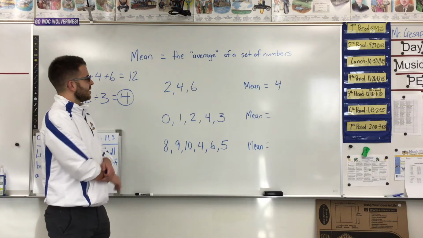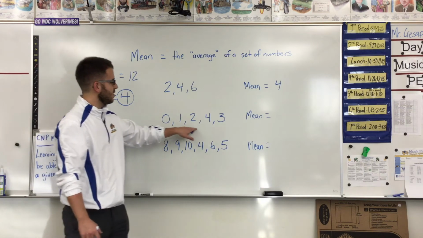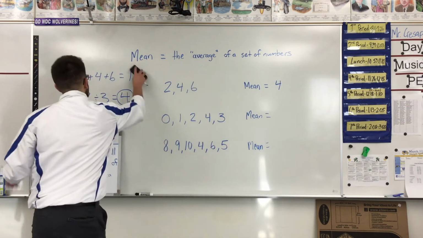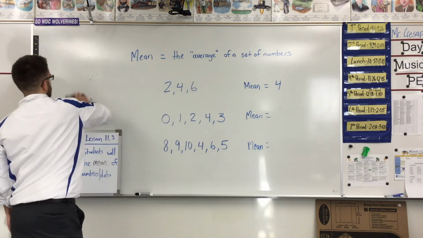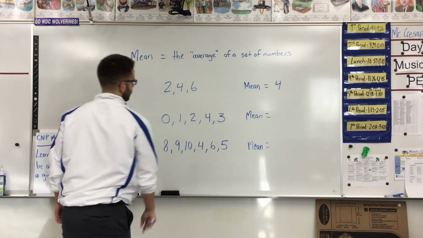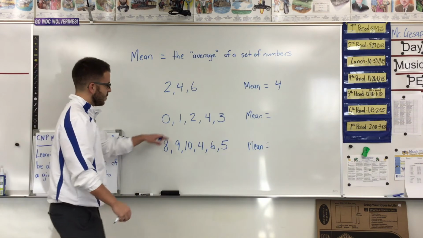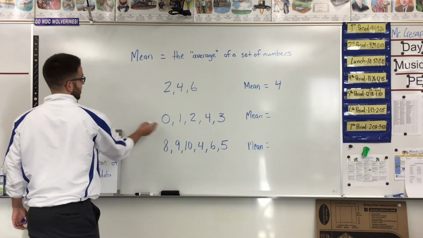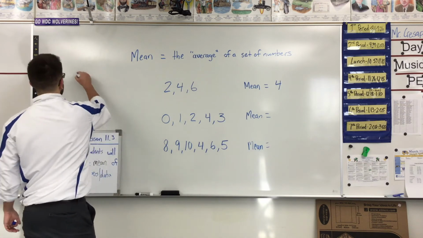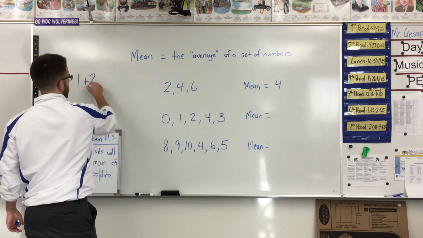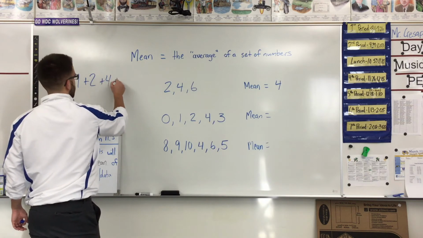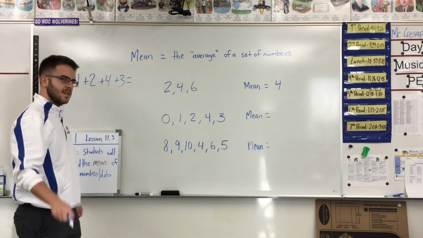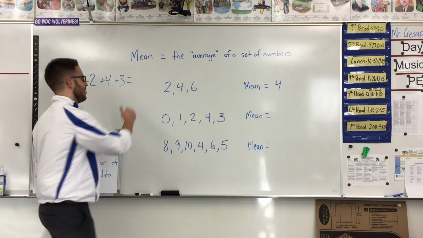Okay? Next set of numbers. We have 0, 1, 2, 4, and 3. We want to figure out the mean or the average of that set of numbers. So what we do is we add each number up together. I'm not going to put 0 there. 0 still counts, but it has no value. So I'm going to add 1 plus 2 plus 4 plus 3. And what do I get? If you said 10, you are correct.